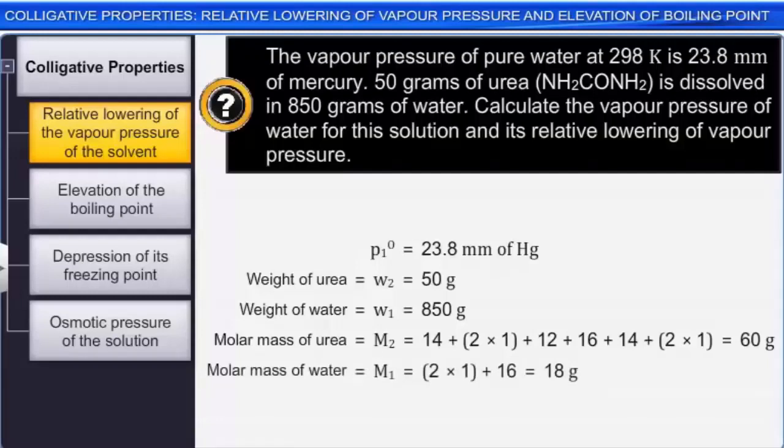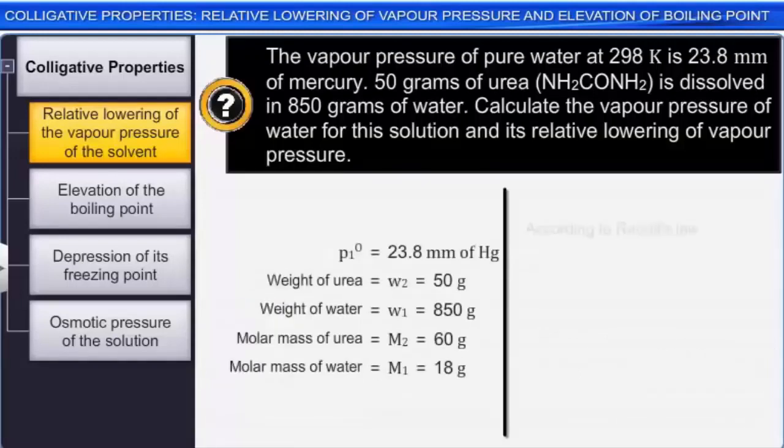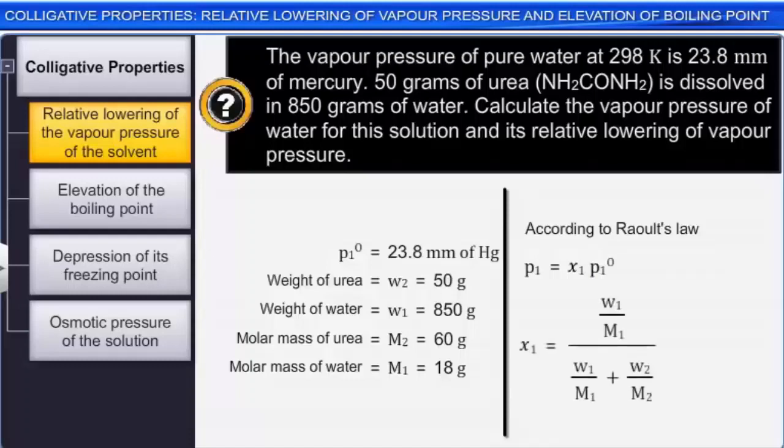Now, according to Raoult's law, the vapor pressure of water for this solution is the product of the mole fraction of the water and the vapor pressure of pure water. Let us first calculate the mole fraction of water. Substituting the given values of W1, W2, M1 and M2, and on solving, we get X1 is equal to 0.983.